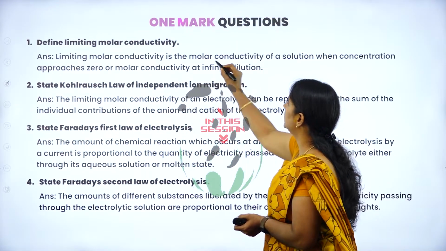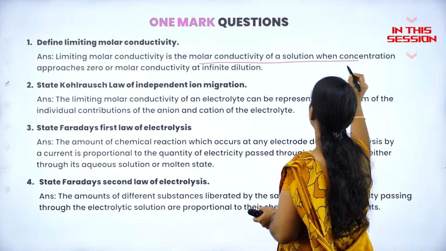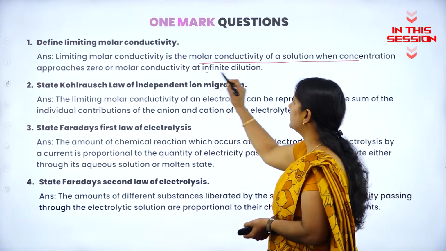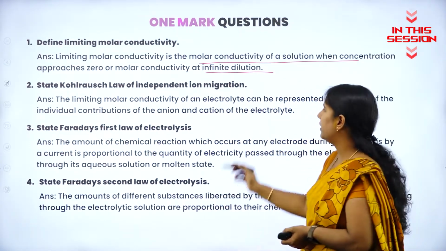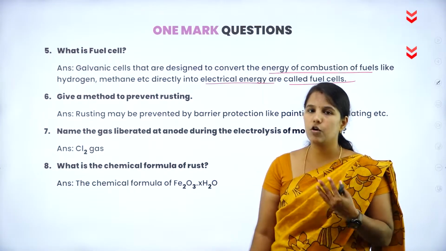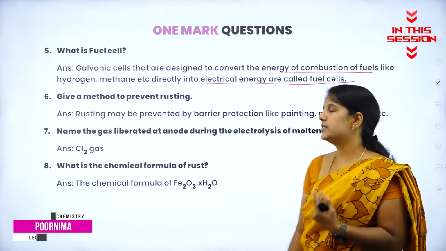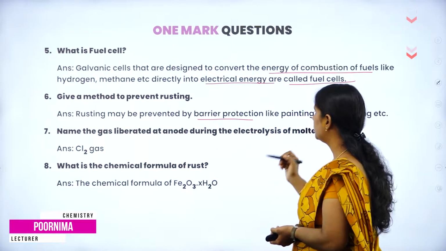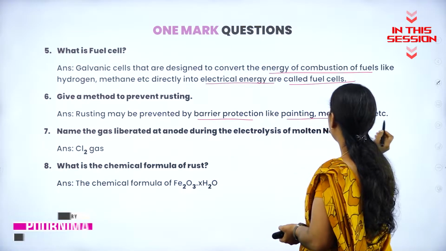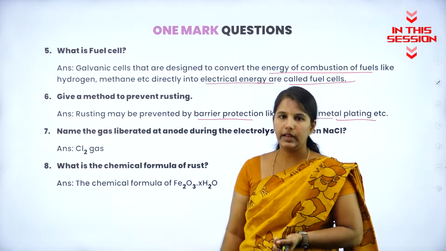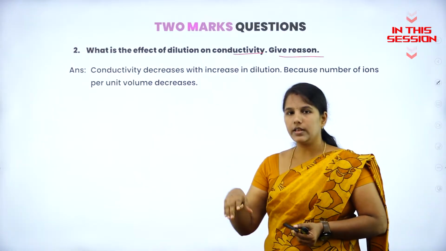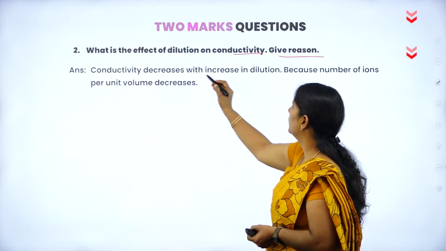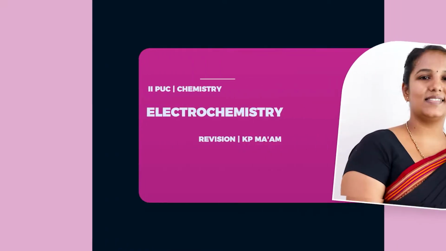Limiting molar conductivity is nothing but the molar conductivity of a solution when the concentration approaches 0, or the molar conductivity at infinite dilution. The most common method to prevent rusting is oiling and painting. In addition to this, by using electrochemistry, rusting can be prevented by the production of barriers like painting, metal coating, or electroplating, etc. So if you increase the dilution, what will happen? The conductivity will decrease with increasing dilution.